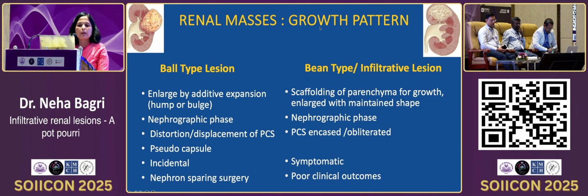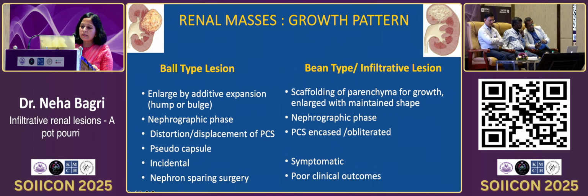So coming to these renal masses, the growth pattern, the ball type lesion and bean type lesion, what is the basic difference? Ball type lesions enlarge by additive expansion. They present as a hump or bulge, as you can see over here. Whereas a bean type lesion, the infiltrative lesion, presents as scaffolding of the parenchyma for growth and it enlarges with maintained reniform shape. These lesions are best seen in nephrographic phases, and in bean type lesions the pelvicalyceal system is encased or obliterated. That is one reason for poor prognosis of these lesions. These are more symptomatic and they have poor clinical outcomes.